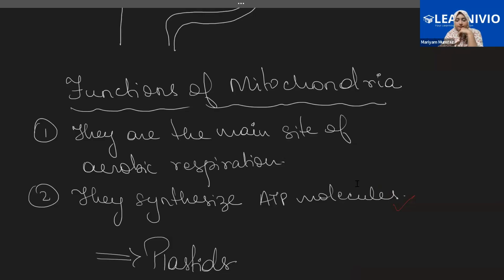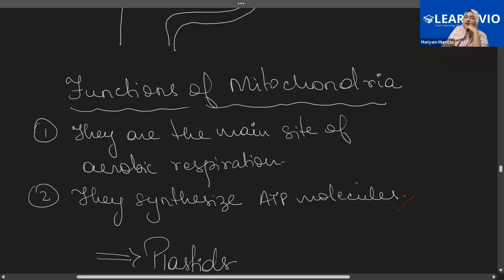Ma'am, will it also contain anaerobic respiration? Like it won't have the oxygen, right? No. See, anaerobic respiration does take place in our body, but not in the mitochondria. It takes place in the muscle cells whenever there is deficiency of oxygen. But if we are talking about aerobic respiration, 100% it will take place in the mitochondria. Got it?